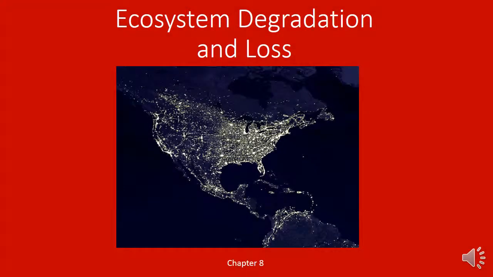In this chapter, we're going to look at ecosystem degradation and loss. I'll put this picture on here just to show you the impact or the footprint that humans have on the environment. So this is obviously a photo from space at night showing all the light pollution from cities and that sort of thing. So you can see there's parts of North America, like northern Canada and out in the west, that don't have as much light pollution as more densely populated areas do.